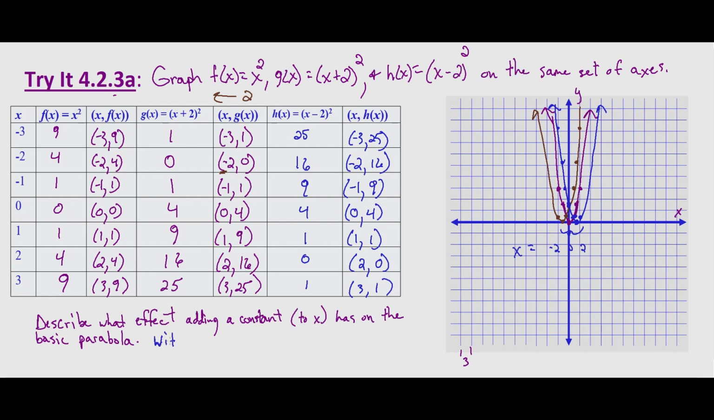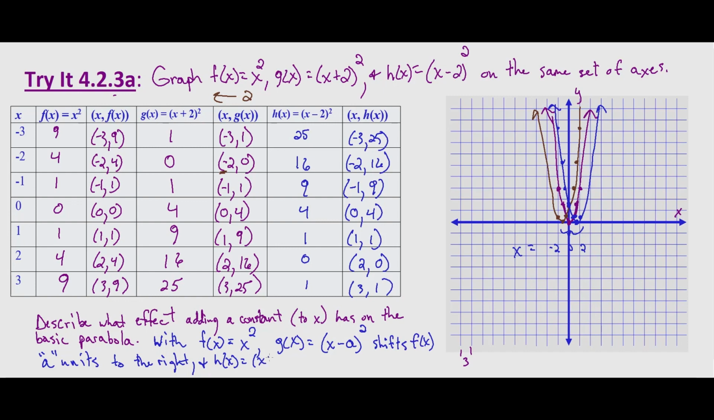So with f of x equals x squared, g of x equals x minus a squared, shifts f of x a units to the right, and h of x equals, I did this backwards from what we were given, but it means the same thing. h of x equals x plus a squared, shifts a units to the left.